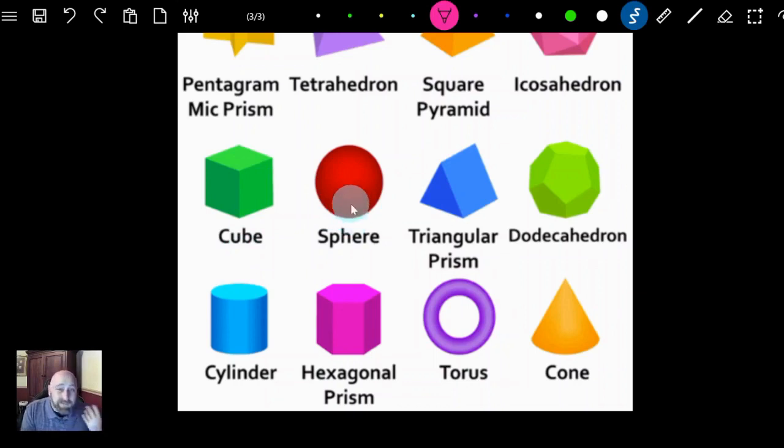All right, basically this is a ball. It's a perfectly round ball: basketball, volleyball, the Earth. These are all ideas of what a sphere is. The triangular prism, we talked about the prisms.